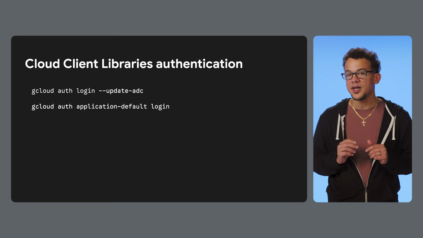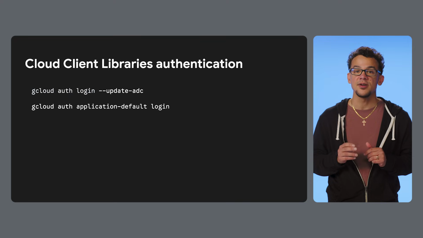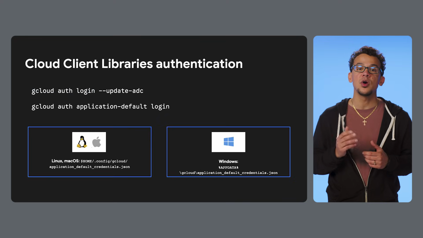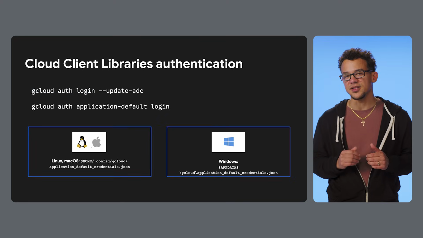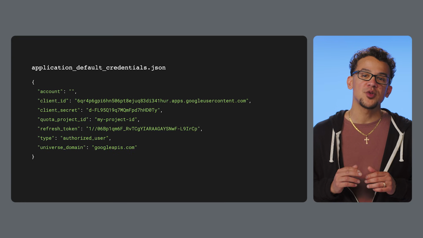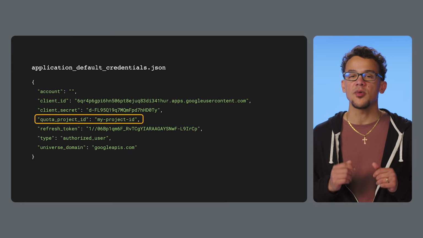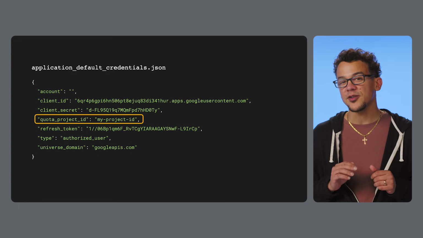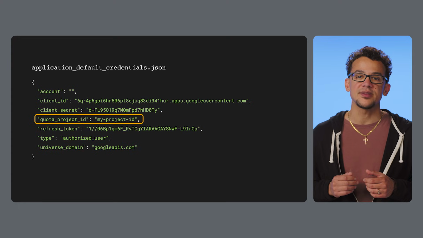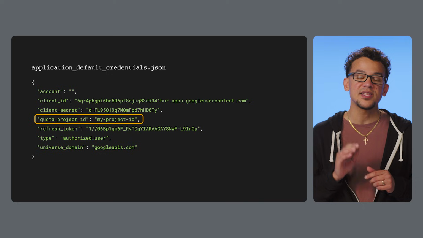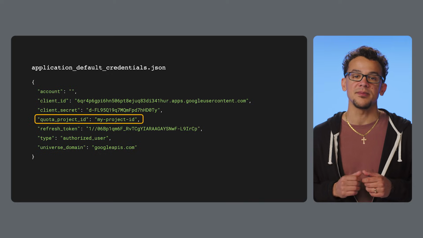Now, both gcloud commands will have you log in through a web browser, and then it'll write credentials to a well-known location, depending on your operating system. Here's what that credentials file will look like once you've authenticated. You'll see a line that references a quota project. That's another important factor to consider when using Cloud Client Libraries. When it's not set, you might see some warnings or error messages about it.